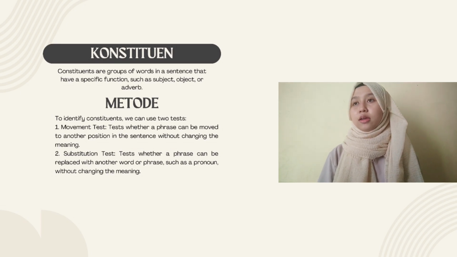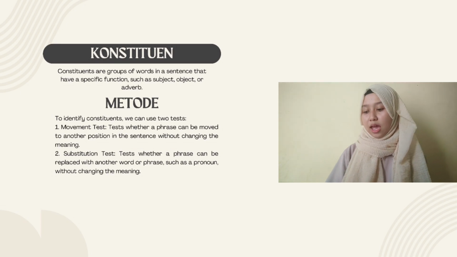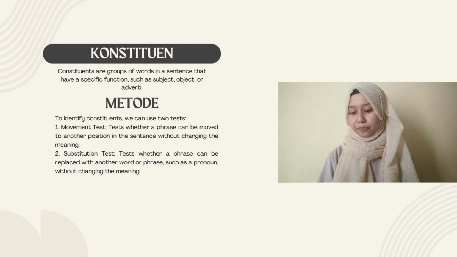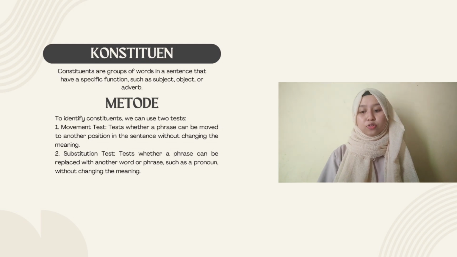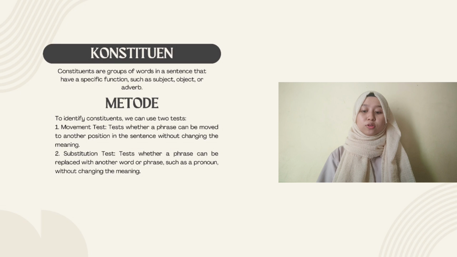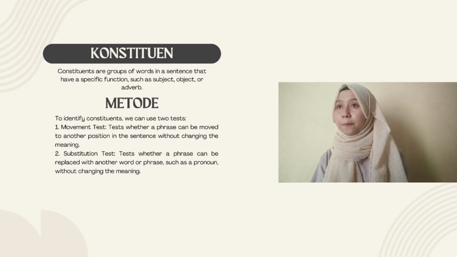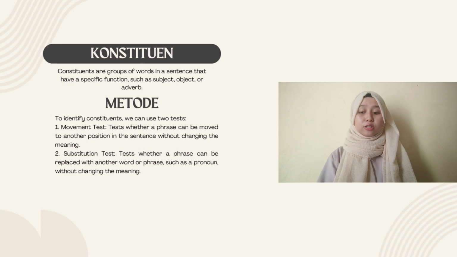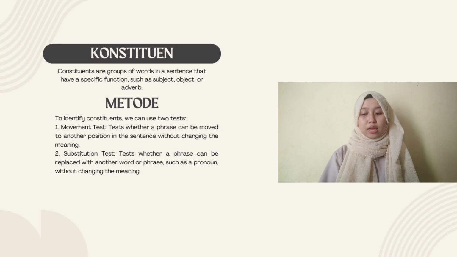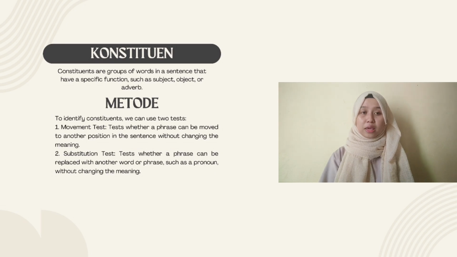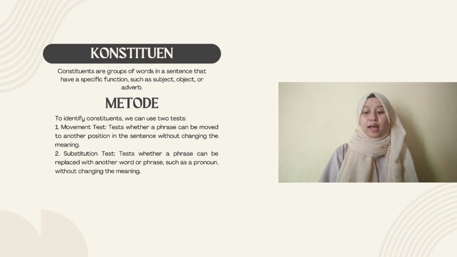Okay, the first material is definition and methods. Before getting into the example sentences, let's first understand what constituents are and the two main tests used. Constituents are groups of words in a sentence that have a specific function, such as subject, object, or adverb.